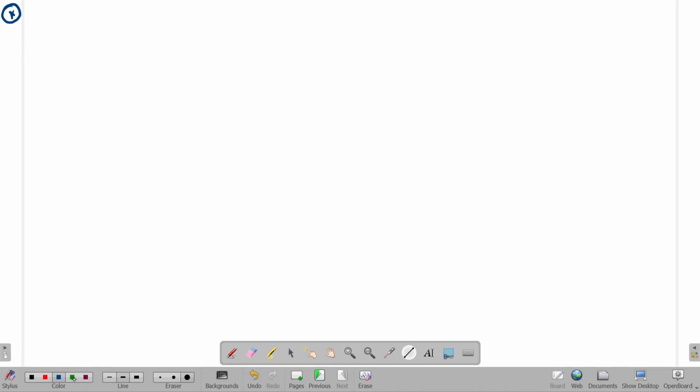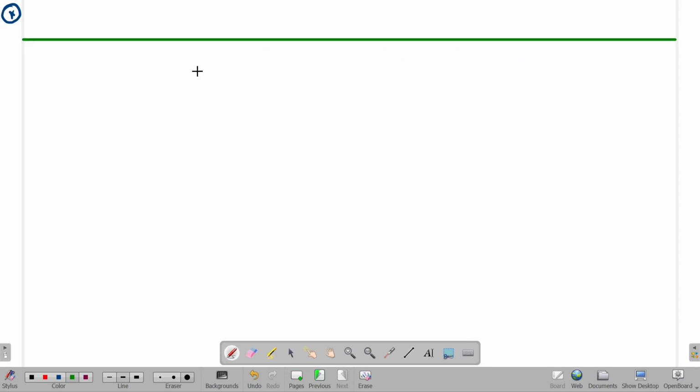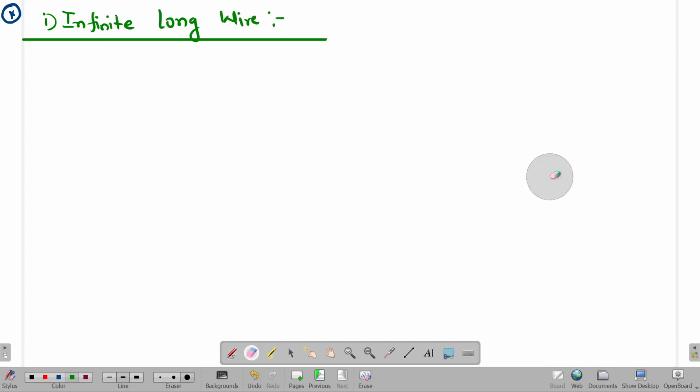So first case, let us give the heading. That is, first is infinite long wire. Just write infinite long wire. Clear?